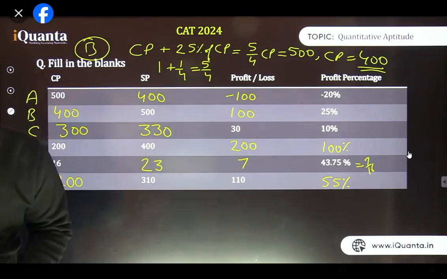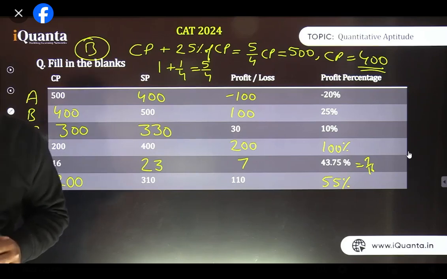Yes, Chintan. 43.75% is 50% minus 1 by 16. Yes, that was the key point. How many of you could not? Is it okay?